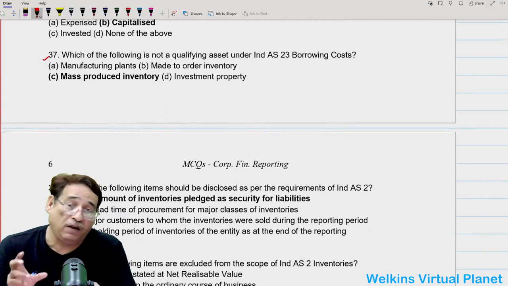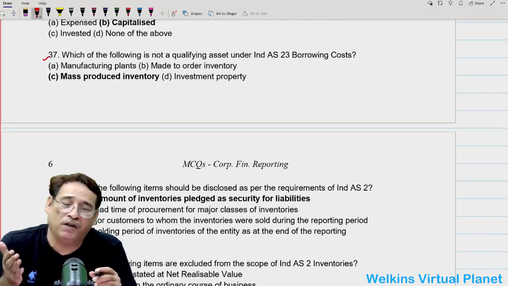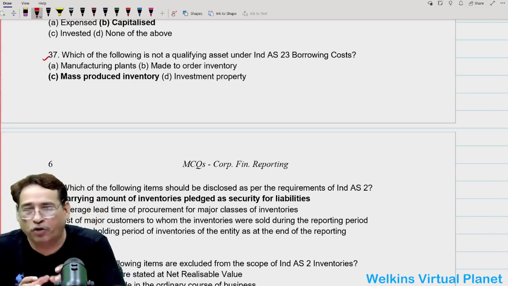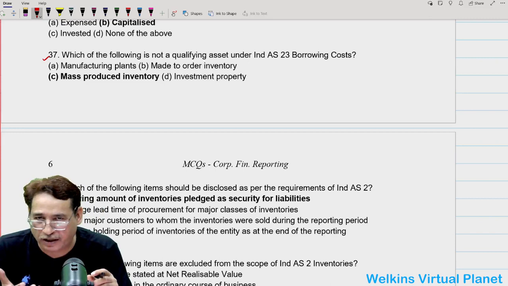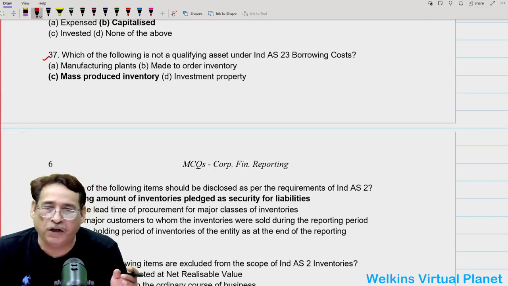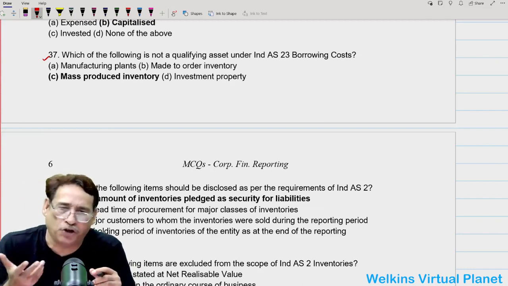Which of the following is not a qualifying asset under Ind AS 23 borrowing cost? We have seen a qualifying asset is generally one which takes quite a long period of time before it matures into a full-fledged asset. Many among us actually consider 12 months as a period, correct? But it is something which is related to judgment of the management.